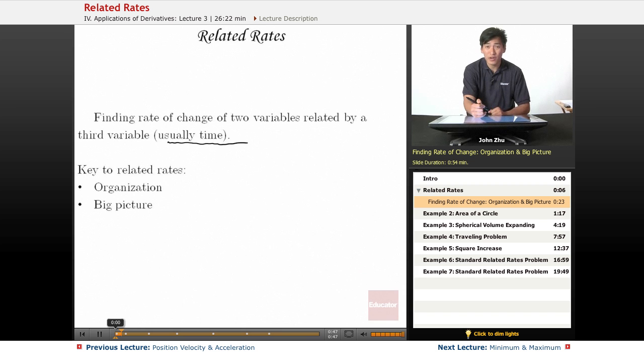For these related rates problems, it might get a little messy and confusing. So we have to really think about the big picture. What are we solving for when we zoom in on the little parts? And we have to keep our organization really, really well done. So it's a process of zooming in to look at details and then zooming out for the big picture and finally solving for the answer. Let's take a look at a simple example right away.